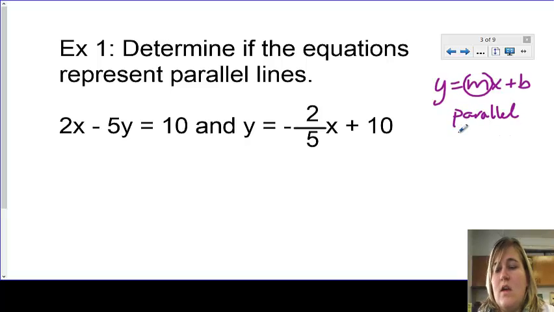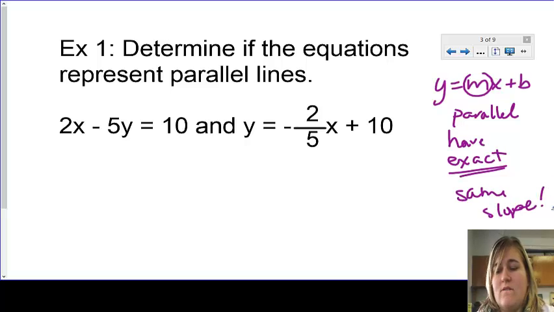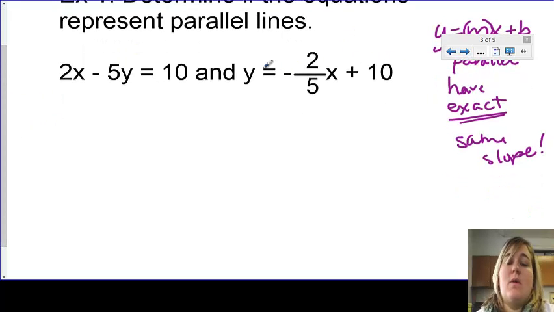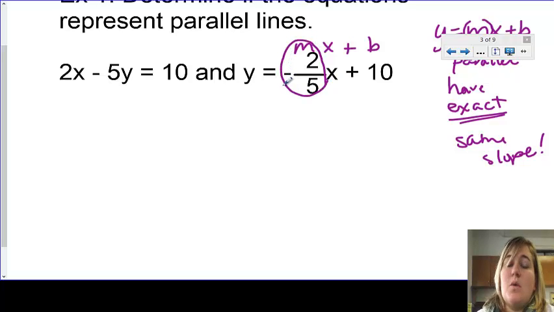Parallel lines have exact same slope. Very, very important. Exact same slope. So, this equation already has y by itself, right? So I have y equals mx plus b, where m is my slope. So I can see right now that if these lines are going to be parallel, this equation has to have -2/5 as the slope. So let's see if it does.